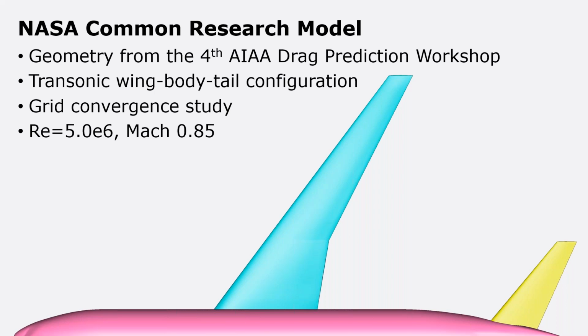The benchmark case we chose is the NASA Common Research Model wing body tail configuration from the 4th AIAA drag prediction workshop. We chose this case because it's a representative aircraft model and cruise configuration with a ton of data for us to compare against to really ensure that our results are accurate. In addition to running our tools out of the box, we did do a grid convergence study and we'll present those results as well. And for those interested, the Reynolds number for this case is 5 million at a Mach number of 0.85.